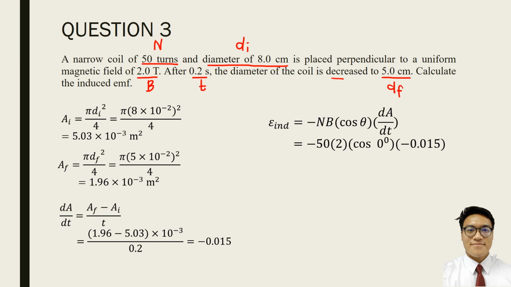So we get 0 degrees here, and we get the induced EMF to be 1.5 volt, which makes sense that we have a positive value here, because when the diameter is decreasing, our magnetic flux is decreasing. So induced EMF will try to add again what is being decreased so that it doesn't change. Okay, so that's the final answer.